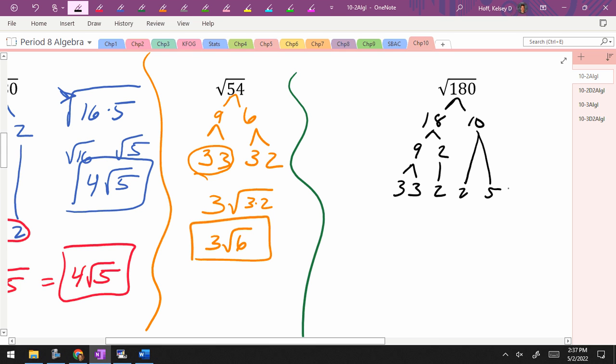Now your process along the way may have looked different than mine, but on your bottom row you should have a 3, a 3, a 2, a 2, and a 5. They may be in a different order.